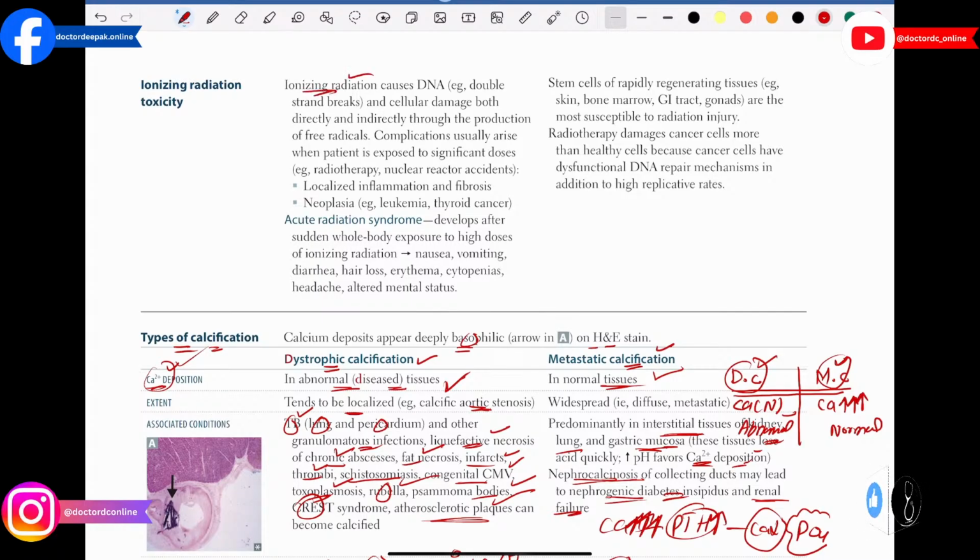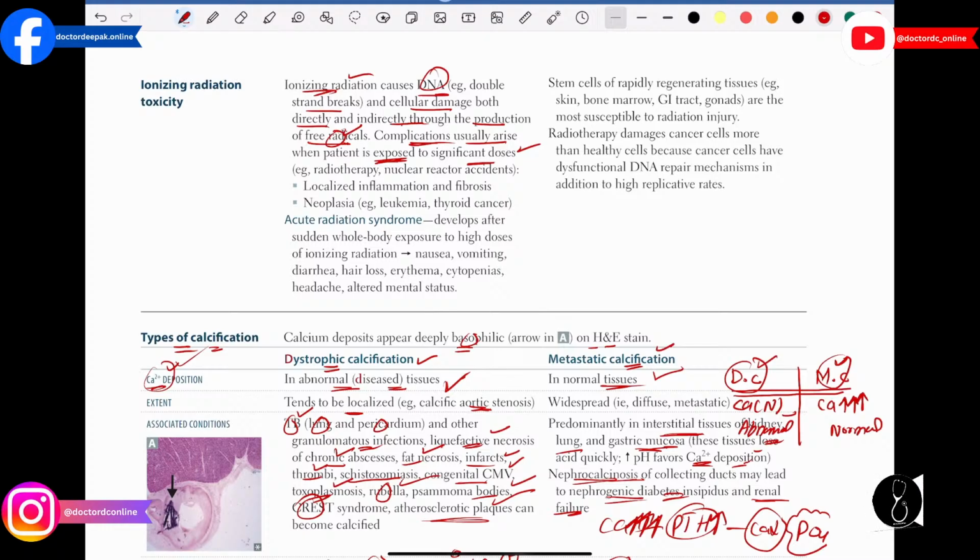So ionizing radiation causes DNA double strand break and cellular damage, both directly and indirectly, through the production of free radicals. So when you are getting the ionizing radiation, after the radiation in your body, they are going to produce the free radicals. These free radicals are going to damage the DNA and also cause cellular damage, which can be direct or indirect. Then there are different kinds of complications that can arise after the radiation, but these complications depend on the dose of the radiation. If you are getting the more dose, the more complication will occur. If you are getting the less dose, the less complication will occur. So here they mention complications usually arise when the patient is exposed to significant doses, when the patient is exposed to more doses.